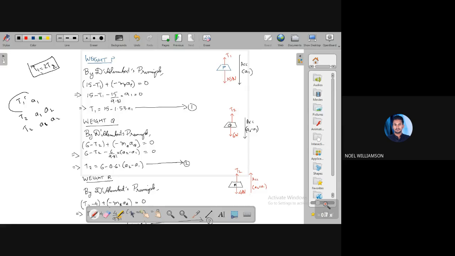This will become a relation with T2 and A1. Okay, then you can solve these 3.